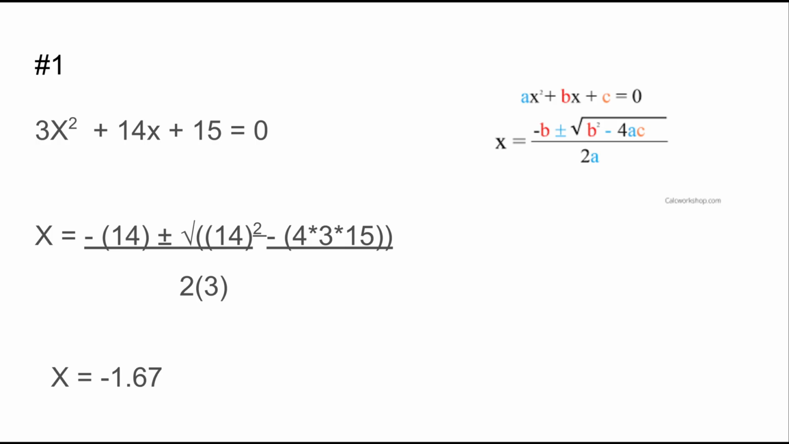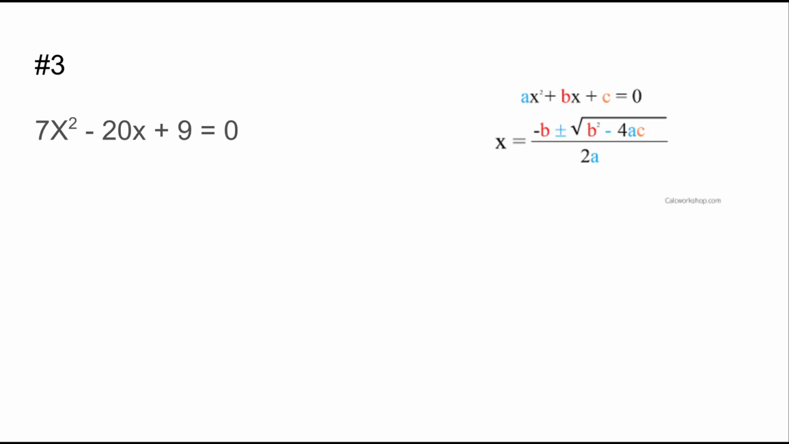Let's repeat, now subtracting. Negative 14 minus the square root of 14 squared minus 4 times 3 times 15, enter, divided by 6 equals negative 3. Our set of solutions are listed, negative 1.67 and negative 3. This should be getting easier.